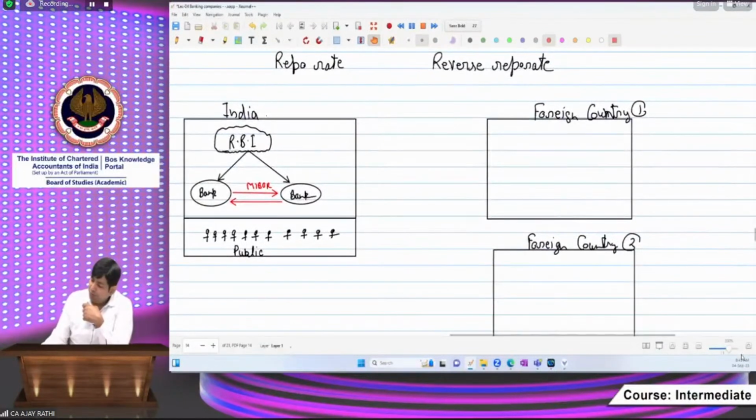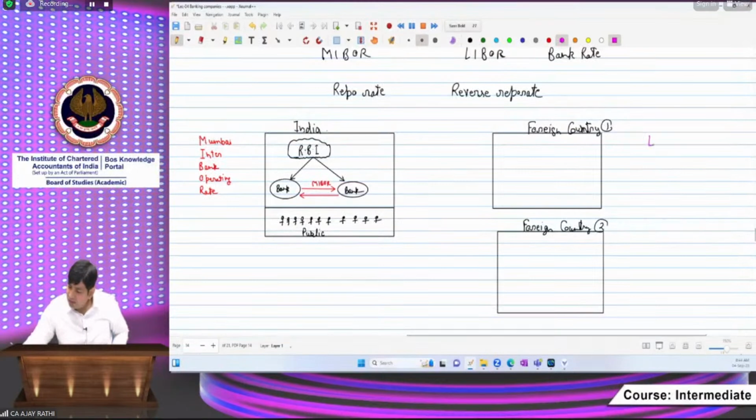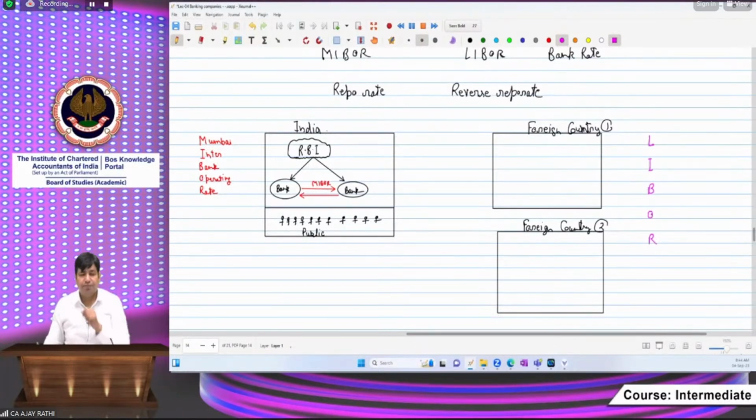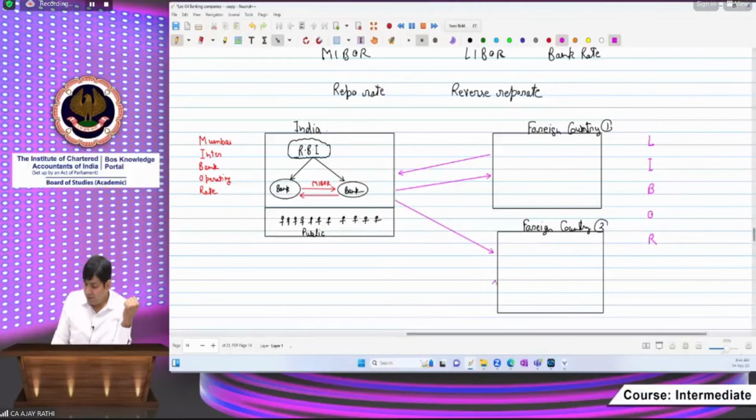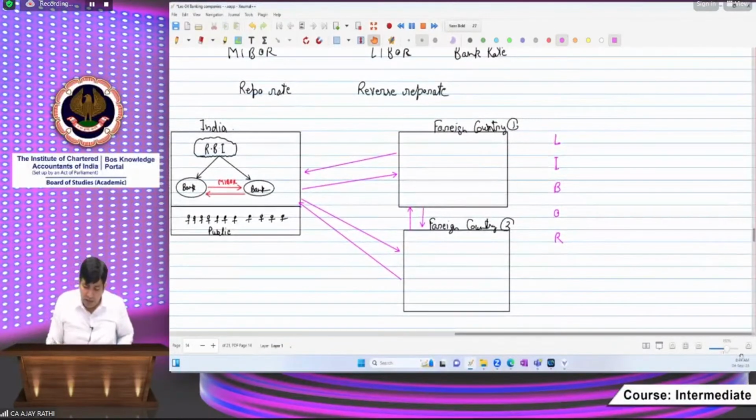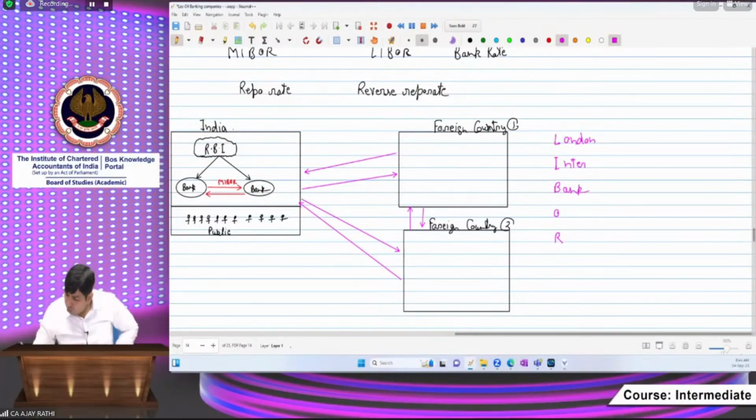Now I am writing here LIBOR. The rate at which foreign countries' banks are dealing with each other is called Libor. Okay, sorry, Libor. And the full form is London Inter Bank Offered Rate. Don't say operating.